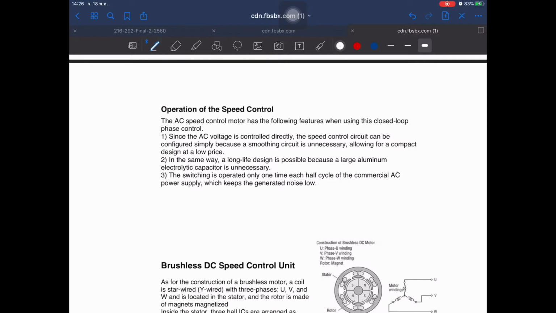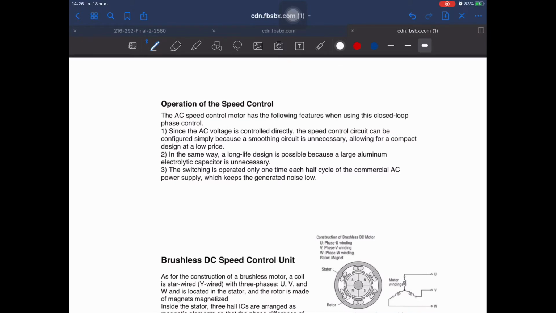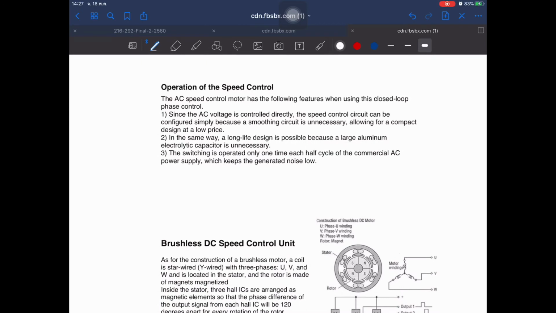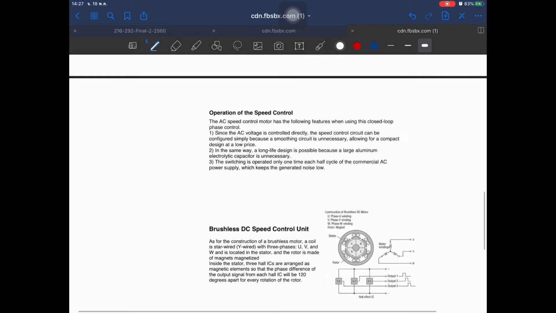Number two, in the same way, a long life design is possible because a large aluminum electrolytic capacitor is unnecessary. Number three, the switching is operated only one time each half cycle of the commercial AC power supply, which keeps the generated noise low.